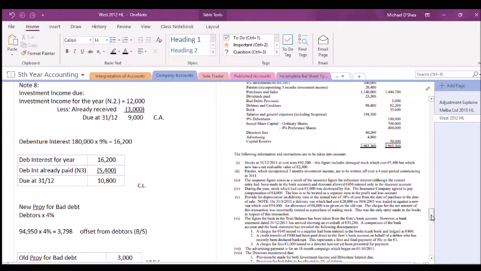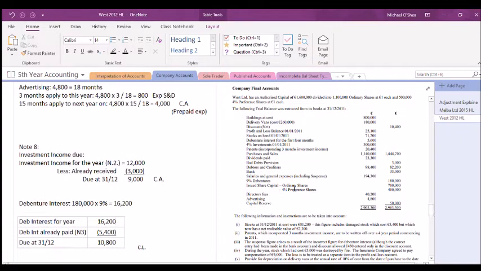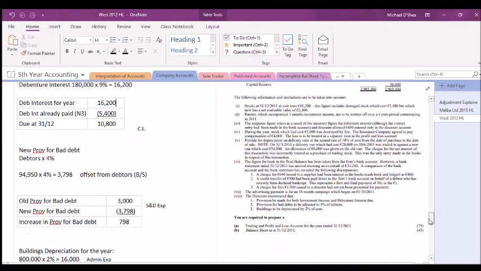But always look through the question to find out if you have a previous provision for bad debt balance. Provision for bad debt here, credit side, it's always credit side, and the amount is 3,000. So we had a previous balance of 3,000. Now our balance has got up to 3,798, which means we've increased the provision for bad debt. We've increased the amount that we expect to have to lose out on. So it's seen as a loss, so it's a selling and distribution expense.